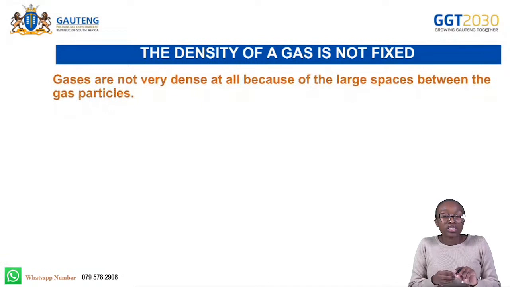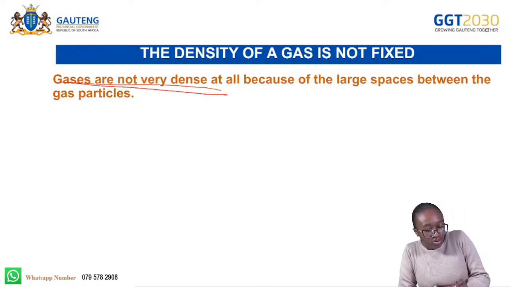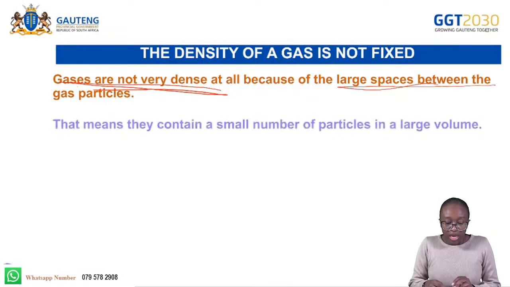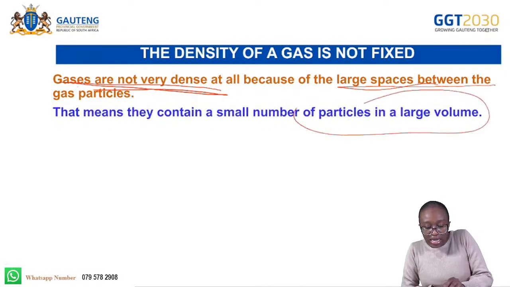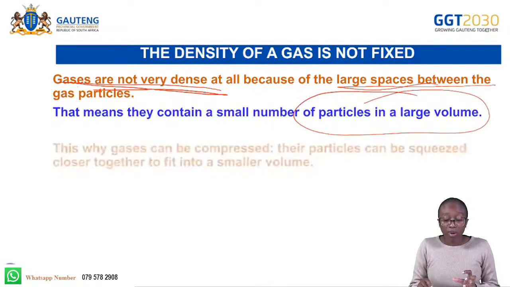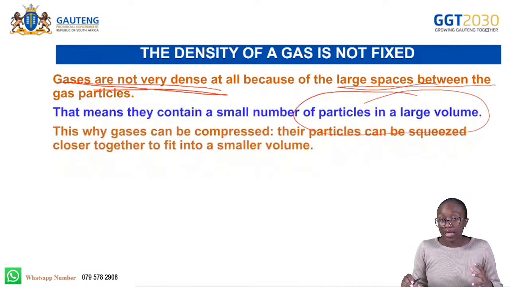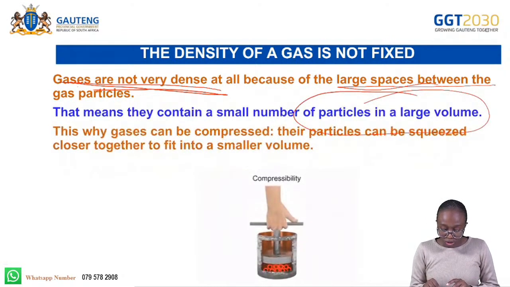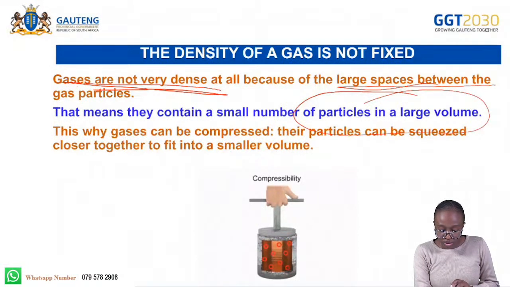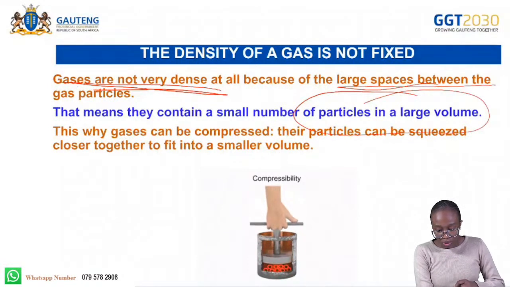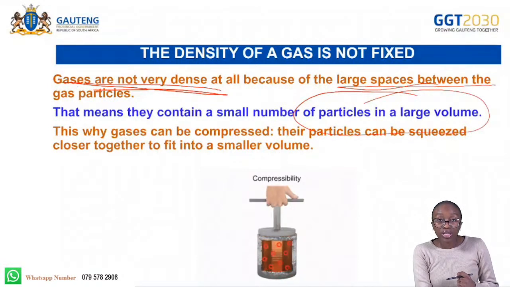Okay, so since we now know that gases are not very dense, why? Because of the large spaces between the gas particles. So this means that they contain a small number of particles in a large space, or in a large volume. So this is why we are able to do what? To compress them and to squeeze them together to make sure they fit into a smaller volume. Now let's look at this picture here. So the red circles represent the gas particles with large spaces between them. So we are able to compress them and bring them closer together.